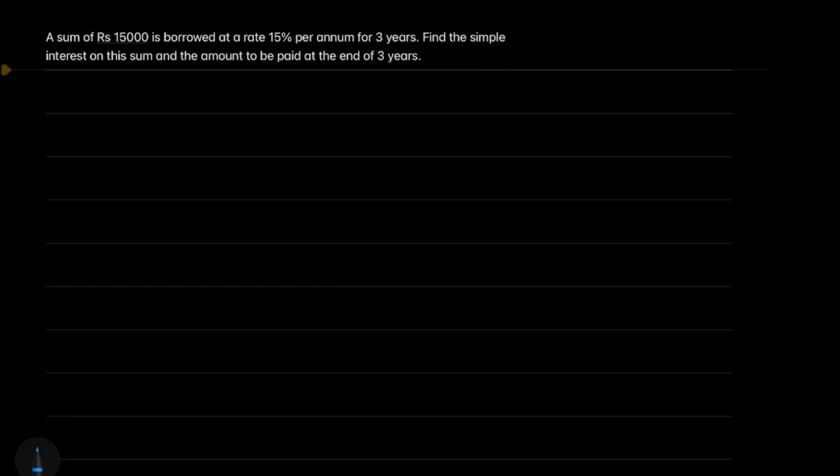Let's start with our first example on simple interest. A sum of rupees 15,000 has been borrowed at a rate of 15% per annum for 3 years. We need to find the simple interest on this sum and the amount that needs to be paid at the end of 3 years. We'll use the simple interest and the amount formulas for this. First let's pick out all the things that have been given. Our principal is 15,000 rupees, our rate is 15%, and our time period is 3 years.